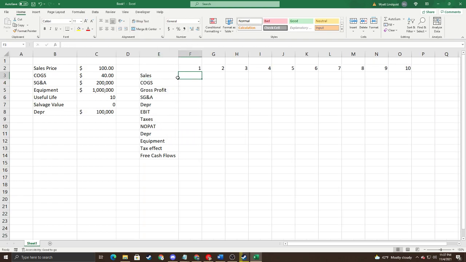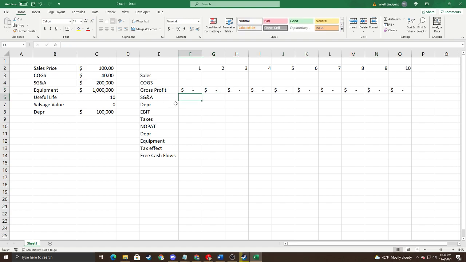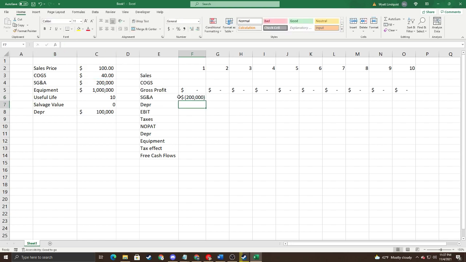So essentially, every income statement starts with sales, and then it subtracts cost of goods. That's what gives you gross profit. So we can just do that here. Sales minus cost of goods equals gross profit, and we'll just copy that all the way across. All these numbers should be in accounting format. Our selling, general, and administrative costs are always going to be negative C4. So we'll just input that in.